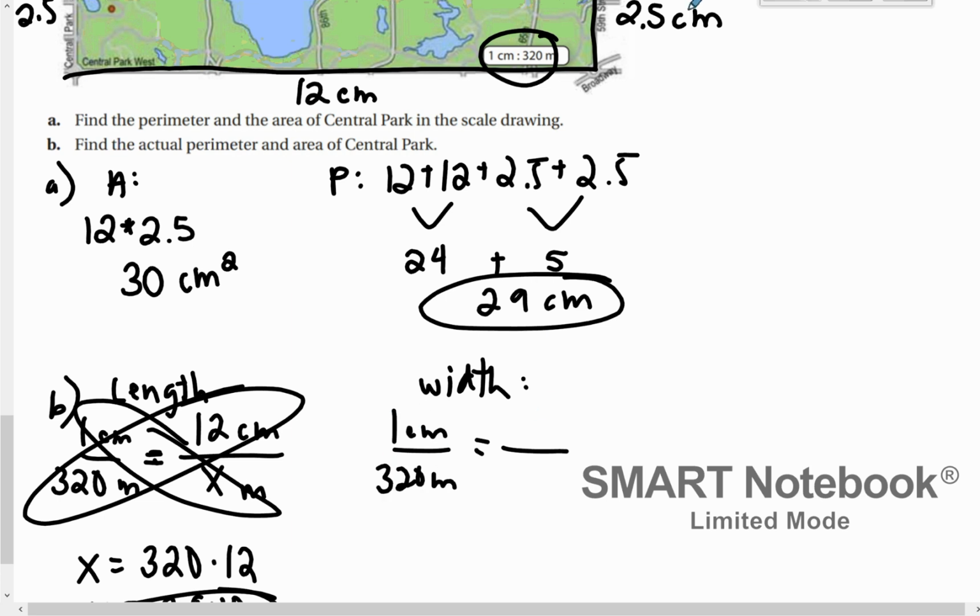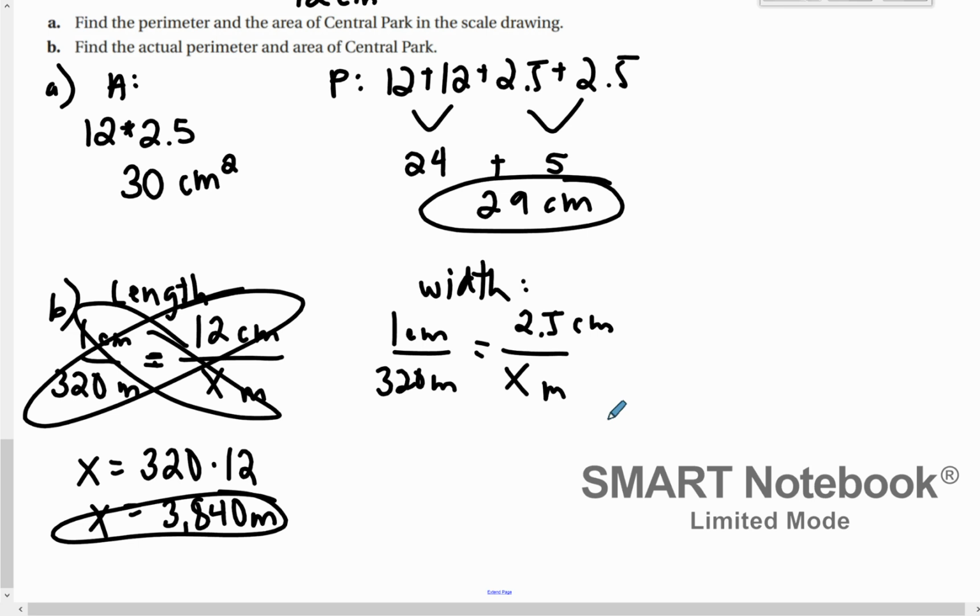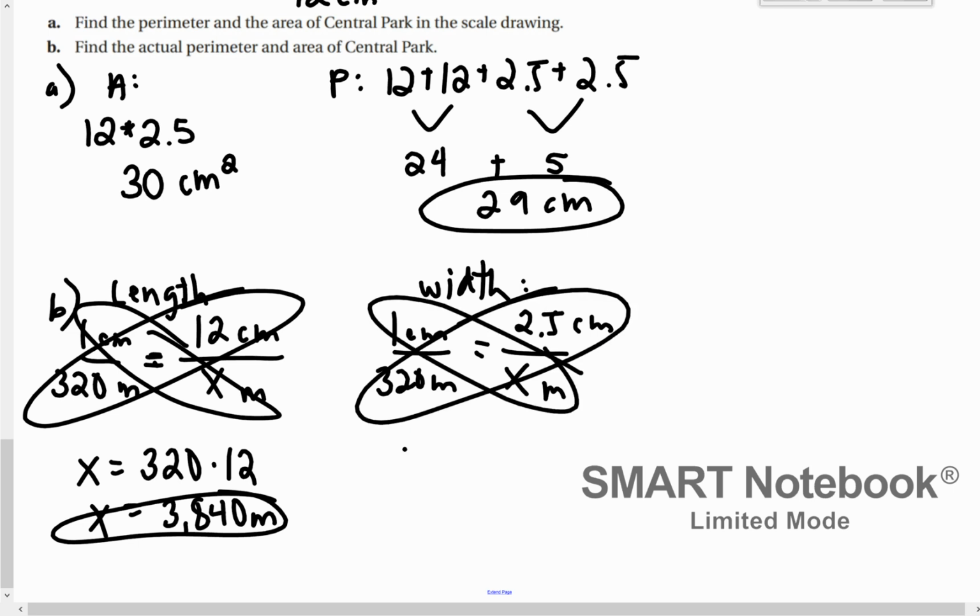Still have that same first fraction. Now we have 2.5 centimeters, and we want to know how many meters that is. We use those cross products. 1 times x is just x. And we now take 320 times 2.5. And we get x is equal to 800 meters.